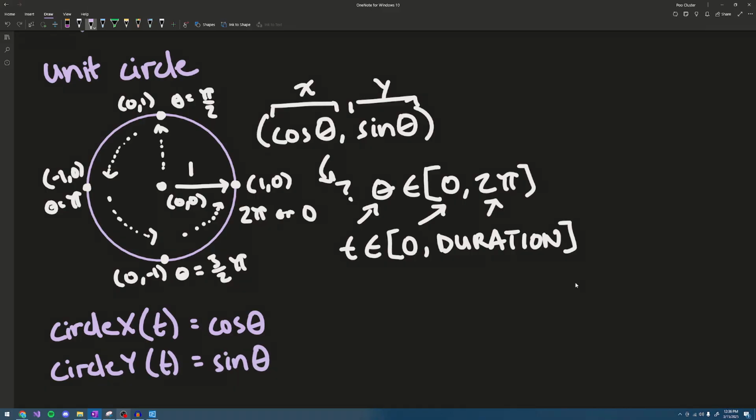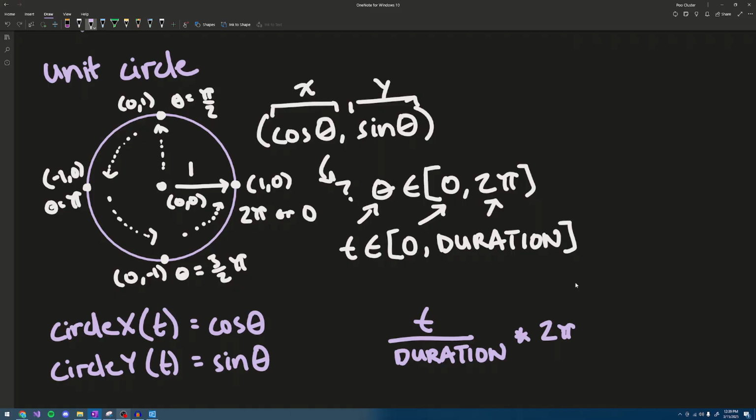Now the thing is, we want to still write things in terms of t and not theta, right? How do we go from theta to t? If you've ever taken chemistry and learned about stoichiometry, the idea is that we can convert between units within different spaces. T is in terms of time, which is like seconds or minutes, and theta is in terms of radians. To use t properly, we actually need to take t and convert it into the proper space, which is the theta space. First, what we do is we divide by duration, and then we multiply by 2 pi.